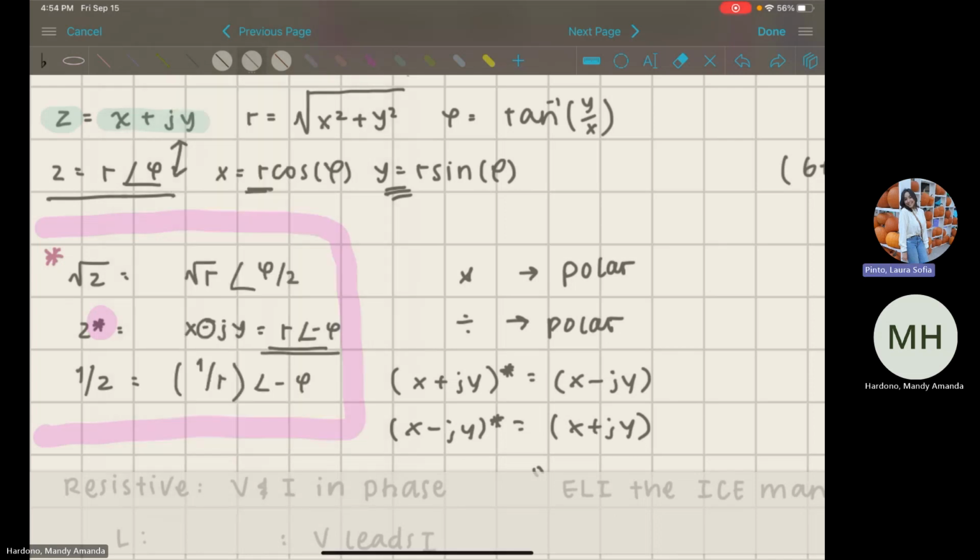Then we have the reciprocal. So 1 over whatever you're measuring is going to be 1 over the magnitude, since we're going to try to have it in polar already, and then the angle would have the opposite sign here.